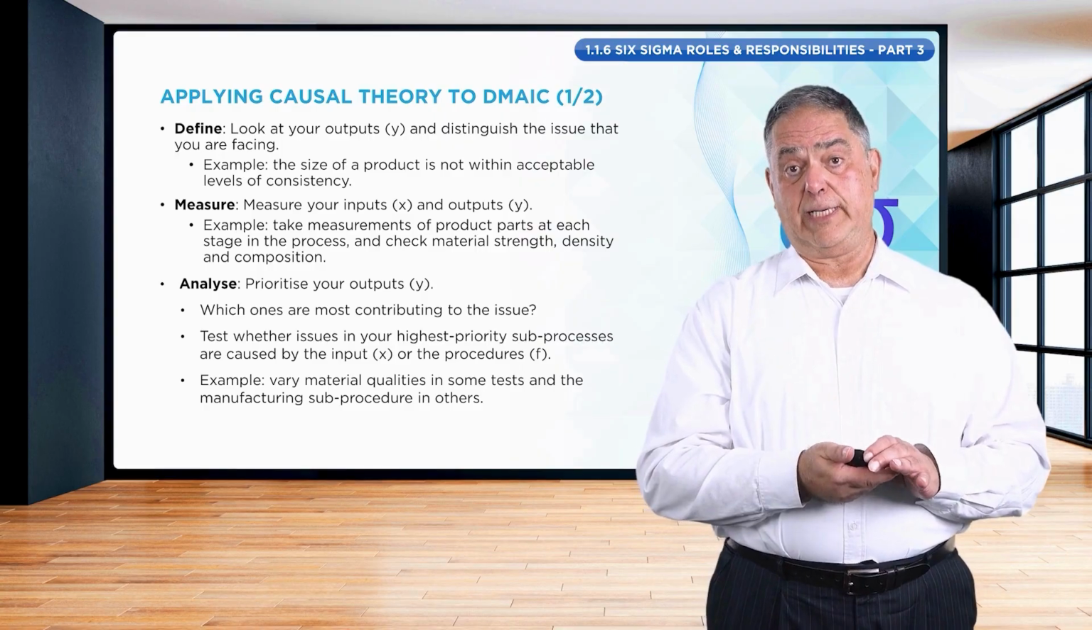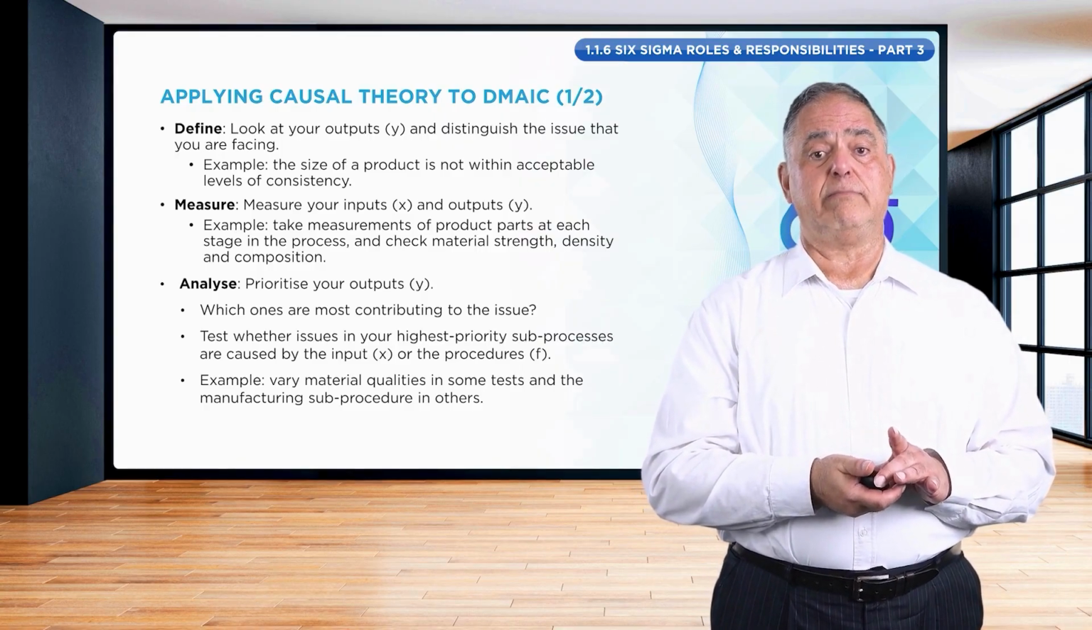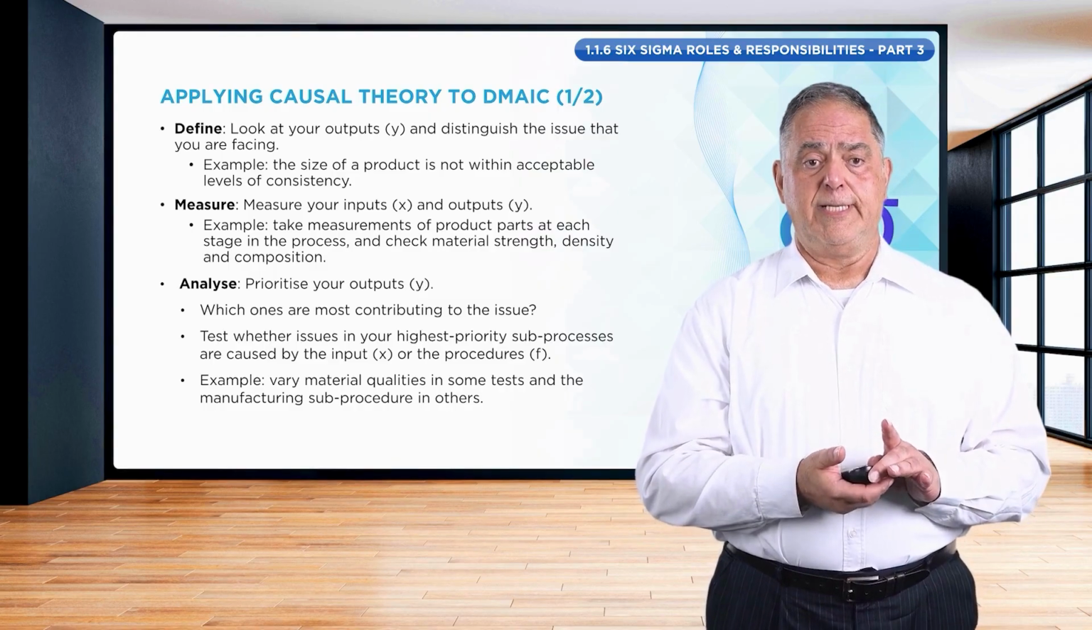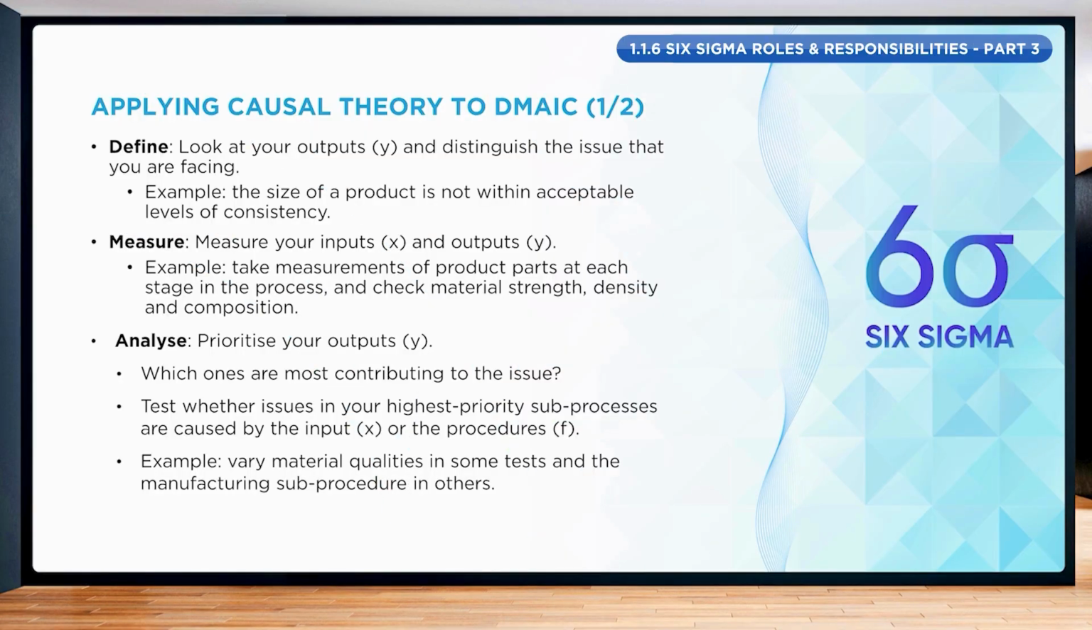So how can we apply this causal theory in the context of a DMAIC project? In the define phase, we have to look at our process outputs and distinguish what is the issue associated with the output. For example, it may be a lot of variation in the process, and this may cause a product or a service to be outside of the customer requirements, the customer specification limits. This can be an example of an issue.